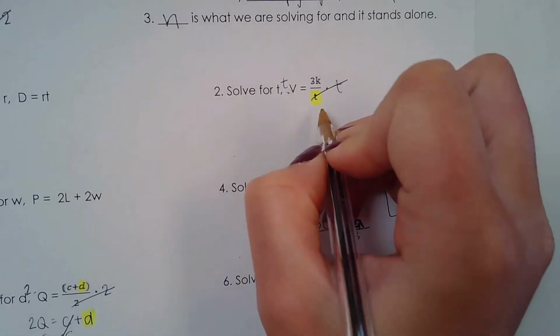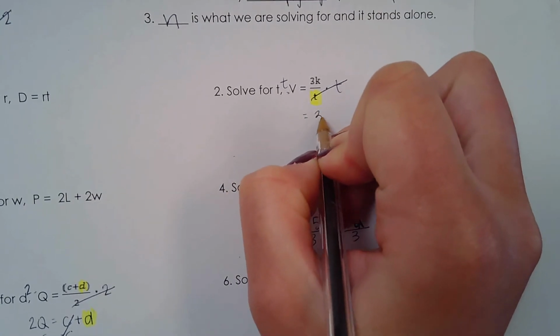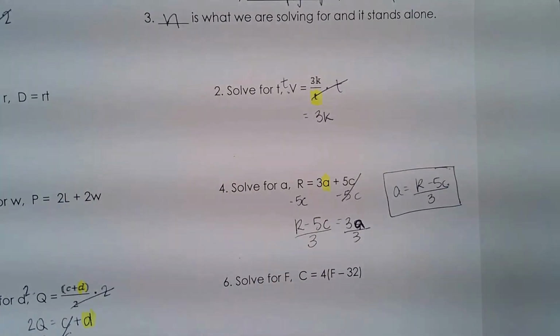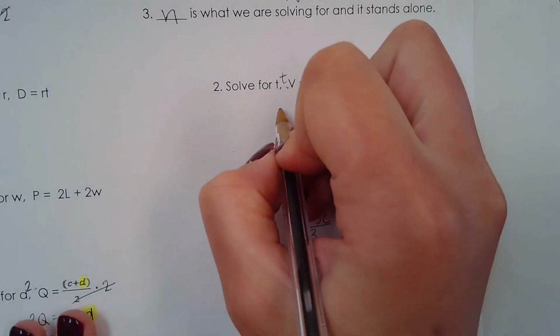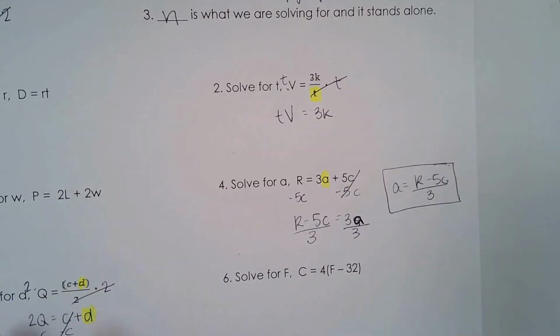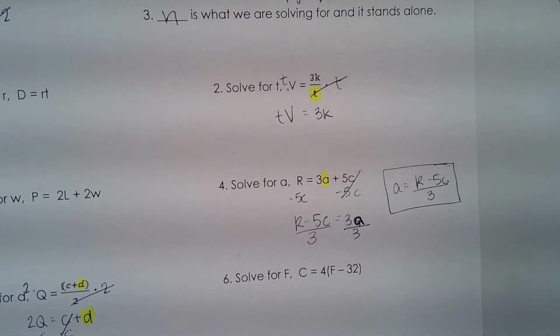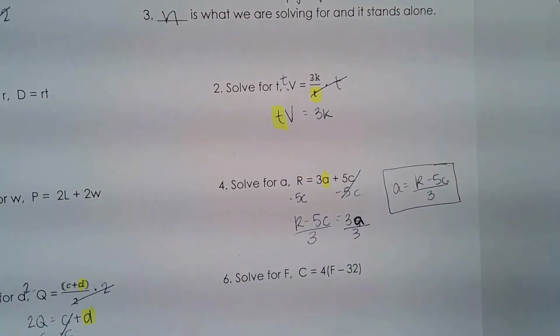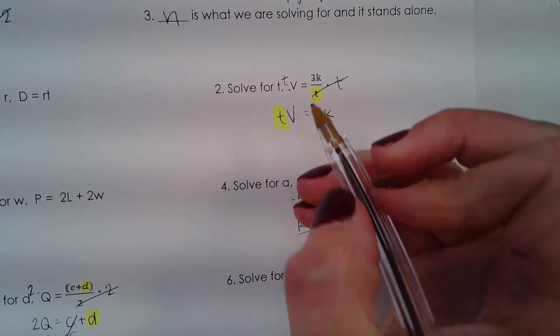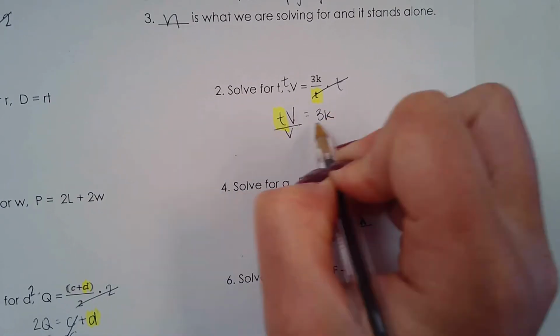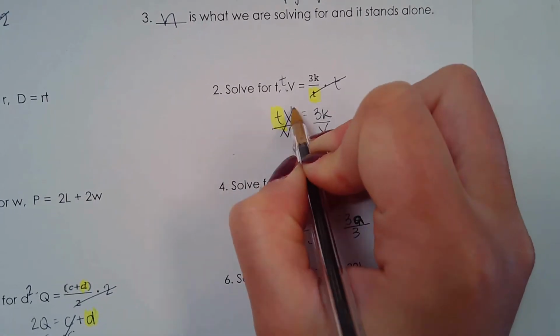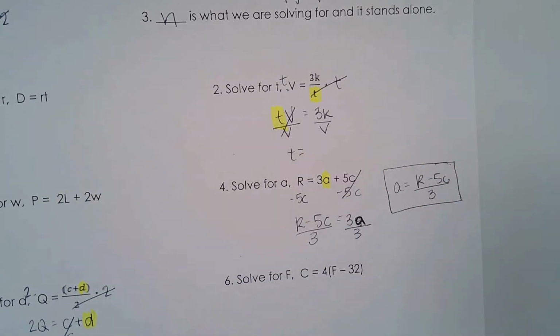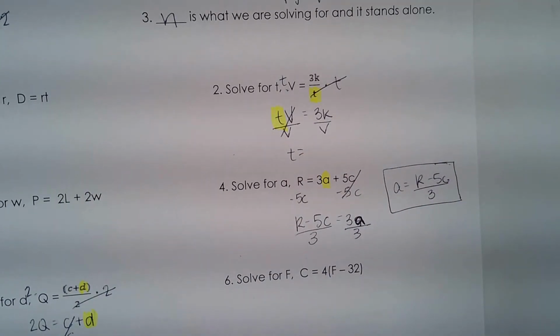So those cancel out. We'll have 3k drop down on the right side. And then t times v, what do you get? tv. And then you go by 5. So we're solving for t, right? So what do we have to get rid of now? Divide by v. And then v. So 3k and v. Are there any like terms? Can we simplify? Anything you can do there?